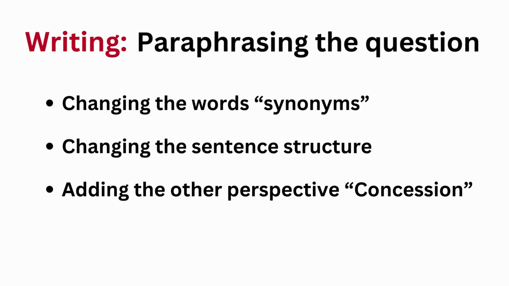So the three things we have talked about today in terms of paraphrasing the question are changing the words using synonyms, changing the sentence structure, and adding the other perspective using concessions. So these are three things you can do in order to change the question so you are not just copying what is on your test paper. Again, this is a great thing to do if you are writing a high school essay, university essay, TOEFL, IELTS, CELPIP, all of these things. This skill will really come in handy for you.